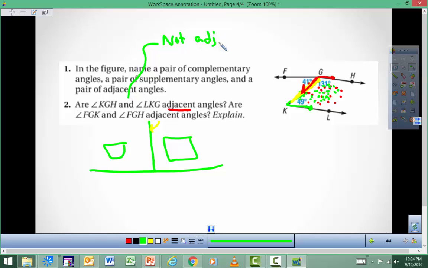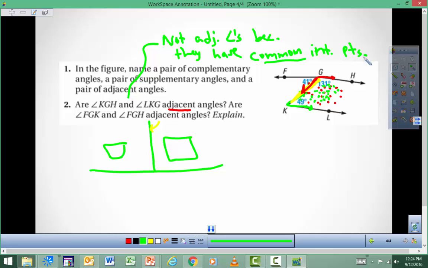Oh, by the way, this is a good way to abbreviate adjacent. Okay? Not adjacent angles, because they have common interior points. Okay, I'm going to abbreviate interior like that. Interior points. Okay.